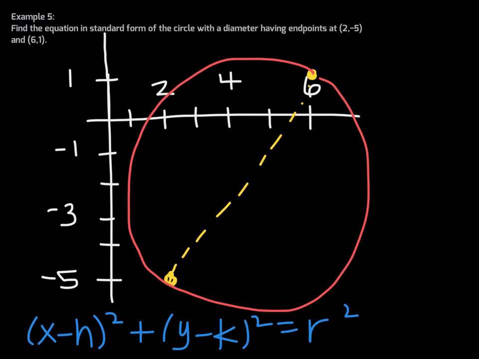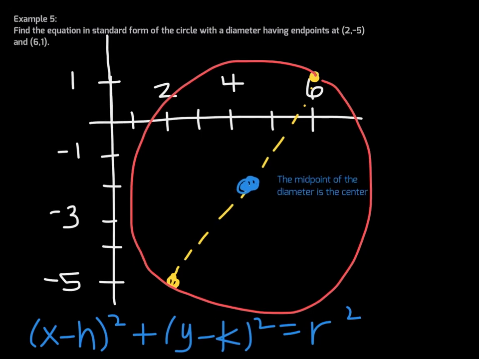So this is what I'm thinking. The center is right in the middle of this segment, right? So if we find the midpoint, we find the center. There is a midpoint formula. Basically, the midpoint formula gives us the average of your x coordinates and your y coordinates.